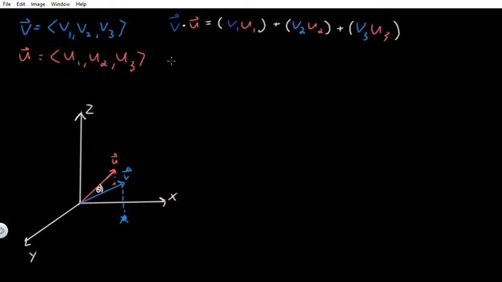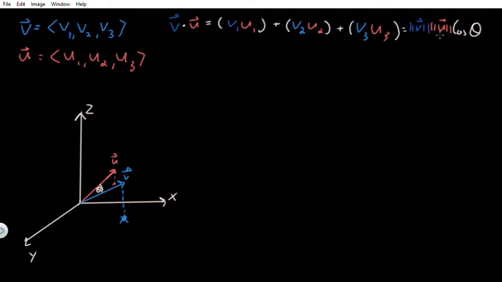Now there's another way we can calculate the dot product of two vectors, and hopefully you remember what it means to take the magnitude of a vector. Like the magnitude of v, the length of v, would be the square root of v1 squared plus v2 squared plus v3 squared. So to find v dot u, I would find the magnitude of v times the magnitude of u. Now this is key here, multiplied by the cosine of the angle between them.